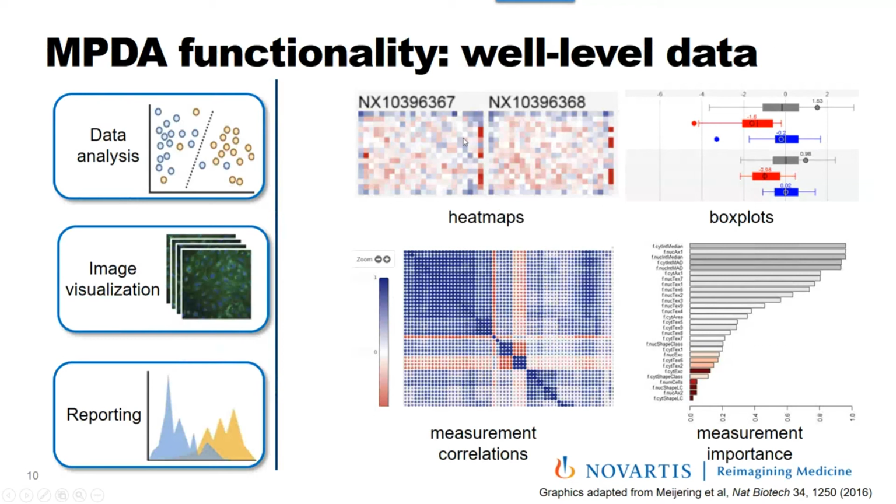As far as different displays, MPDA has a series of different visualizations, ranging from heat maps that show a broad 1,000-foot overview of the plate and the associated data. We also have box plots that show the distribution of the data, correlations that show how these different readouts trend with each other, as well as measurement importance, which of these readouts are most important in contributing to the phenotype at hand.